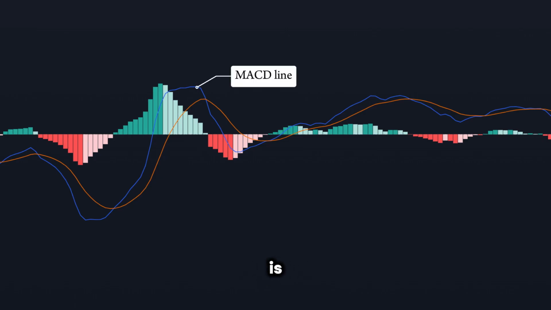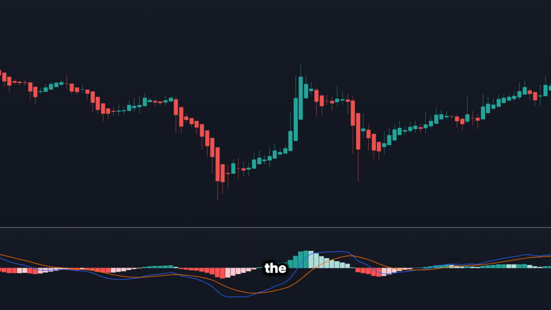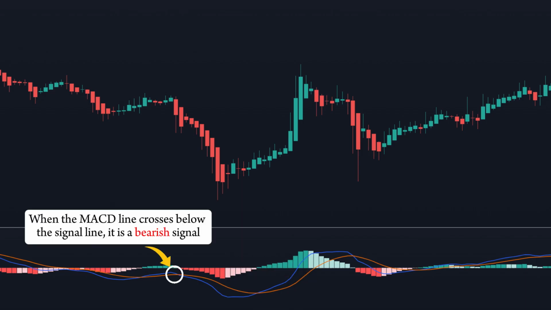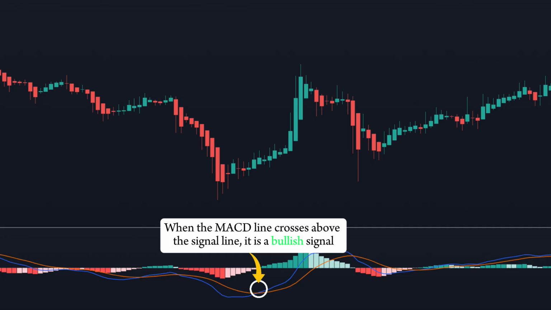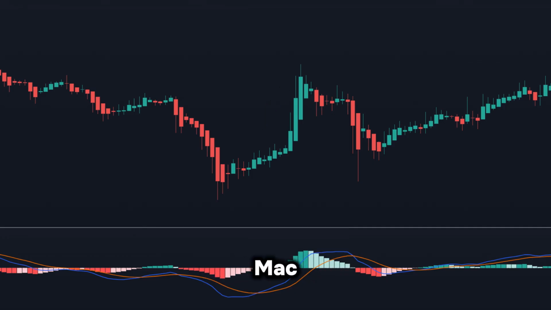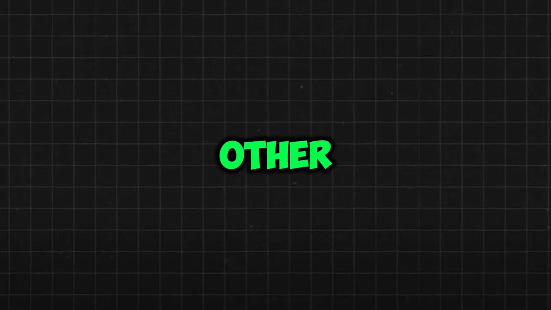As you can see, this is the MACD line, this is the signal line, and this is the histogram. The histogram can give signals about the strength of momentum. Now let's look at how the MACD indicator works. When the MACD line crosses below the signal line, it is considered a bearish signal. On the other hand, when the MACD line crosses above the signal line, it is considered a bullish signal. But unfortunately, the MACD indicator can generate false signals. Therefore, traders need to combine it with price action strategies or other indicators.